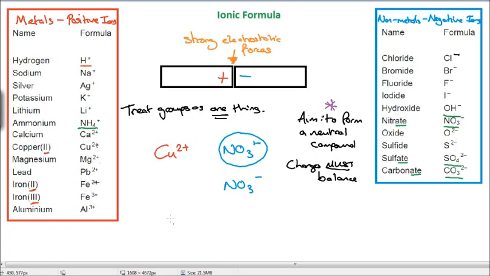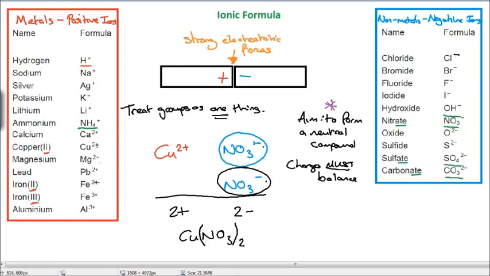Because only now on the left we've got 2 plus charge, on the right we've got 2 minus, because we've got 2 of them, there's one, there's another one. So the formula for this is going to be CuNO3, but because we've got 2 of these groups, we're going to put those in brackets, like that. And we're going to put a 2 out there, because we've got 2 of these nitrate groups. So that is the formula for copper nitrate.